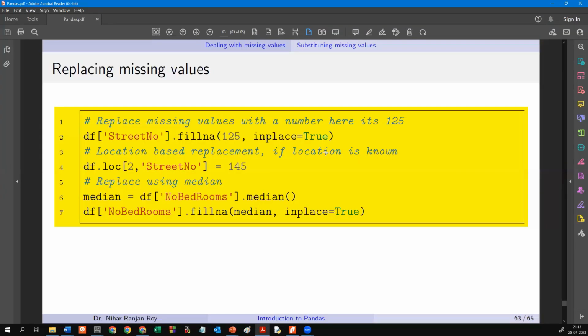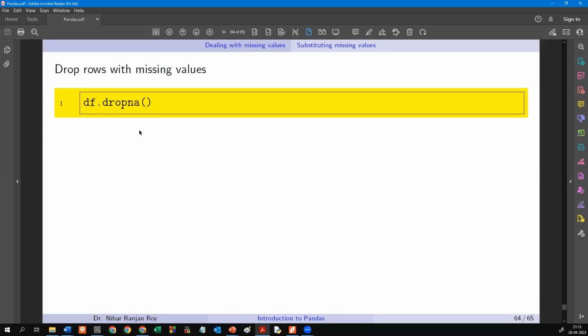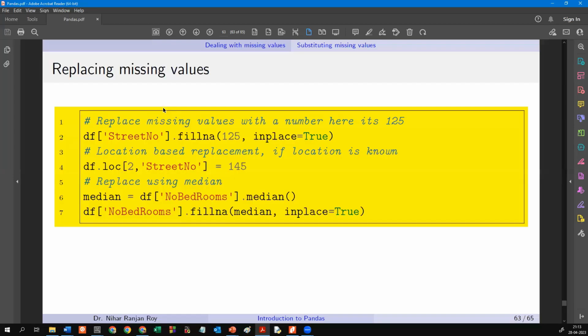For example, if you want to drop missing values, the command is dropna. Dropna deletes all the rows where there are NA, not available values. If you know the street number and which street number it is, fillna fills the not available data with this value.